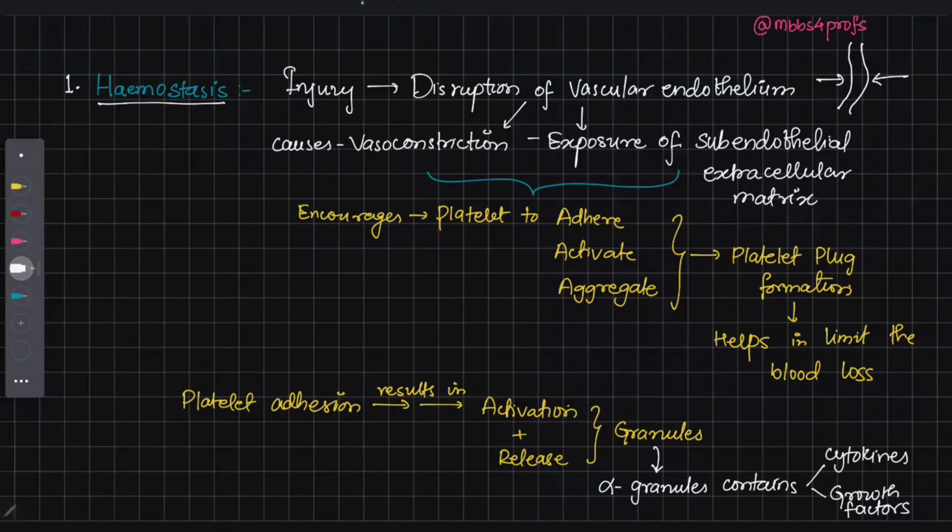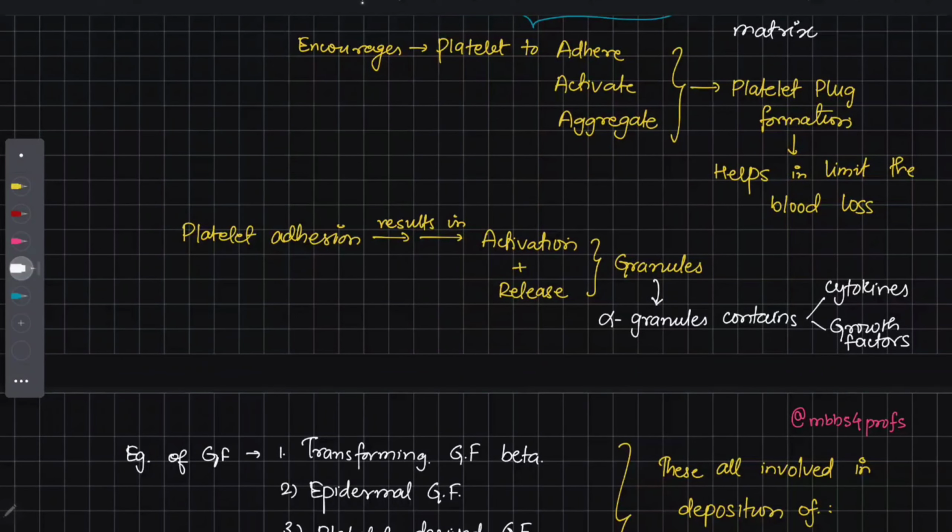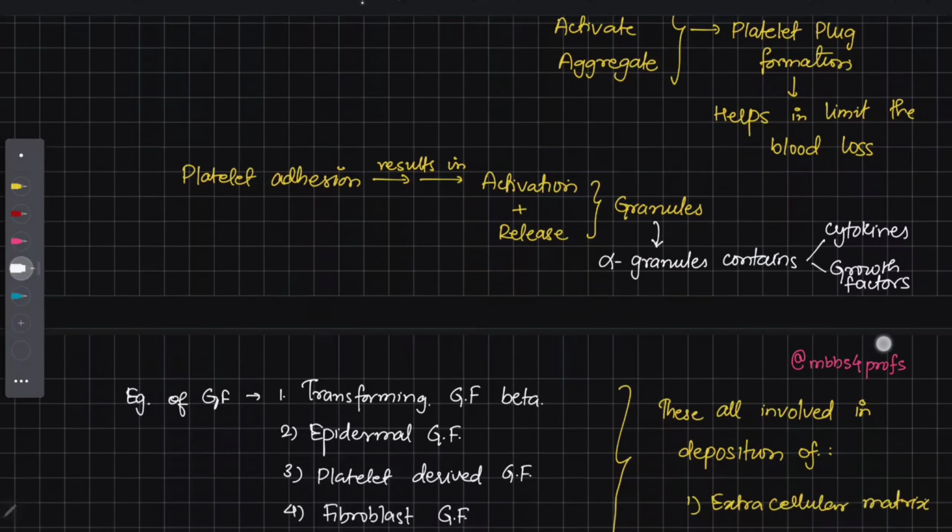Hemostasis: injury leads to disruption of the vascular endothelium, which causes vasoconstriction and exposure of subendothelial extracellular matrix. This vasoconstriction and the exposure of the matrix encourage platelets to adhere, activate, and aggregate. This adhesion, activation, and aggregation results in the formation of a platelet plug, which helps limit the blood loss.